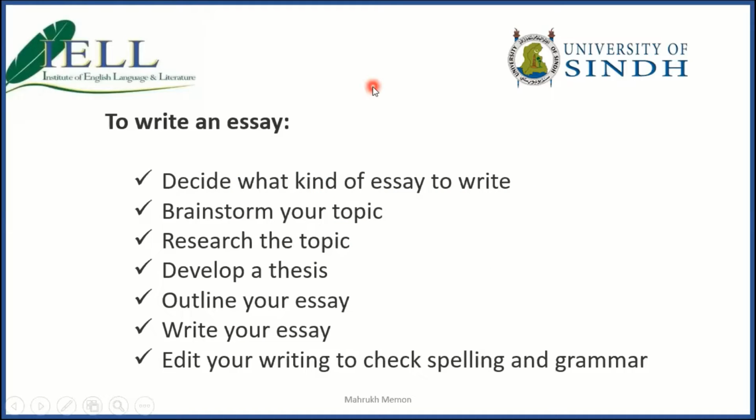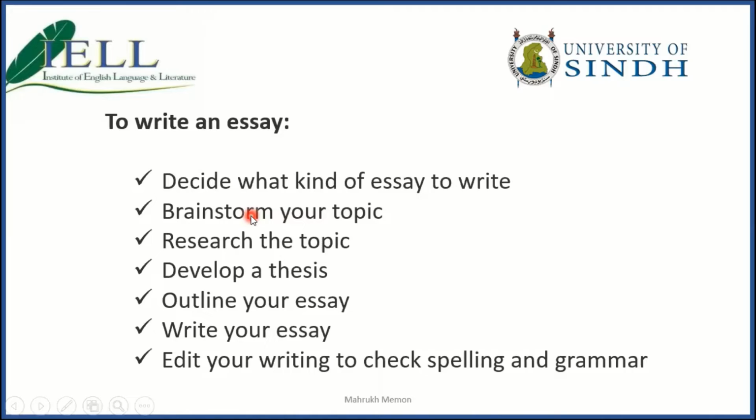So to write an essay, you have to decide what kind of essay you want to write. There are two ways. Either you're given a topic by an authority, or you have a list of topics and have to choose one from that, or you just want to write an essay for your own sake, and then you decide the topic on your own. Once you have the topic, you decide what kind of essay it's going to be, whether it is a narrative essay, or whether you want to write a problem solution essay, and so on.